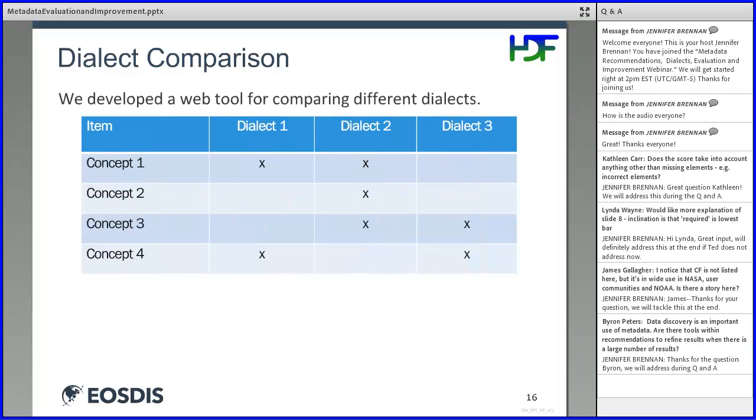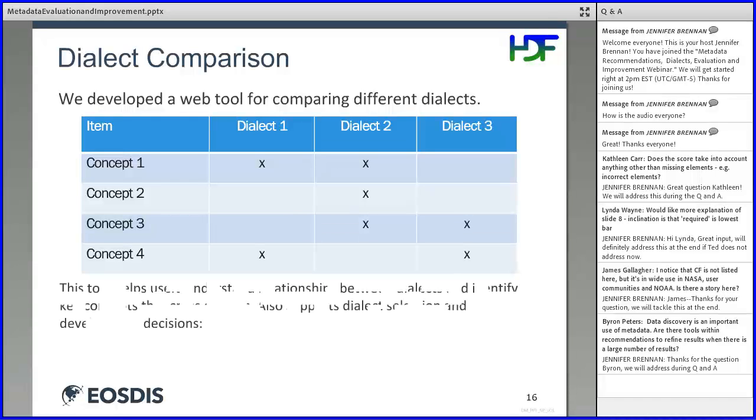So dialect comparison is the next tool. Same idea, multiple concepts that are in multiple dialects, and just simply counting them up. So this could be a comparison between, say, DIF and ECHO and ISO, or it could be a comparison between EML and FGDC and ISO, or in a situation where organizations are thinking about migrating from a legacy dialect to ISO, they can use this tool to see the concepts that are in their dialect and maybe not in ISO, or in ISO and not in their dialect.